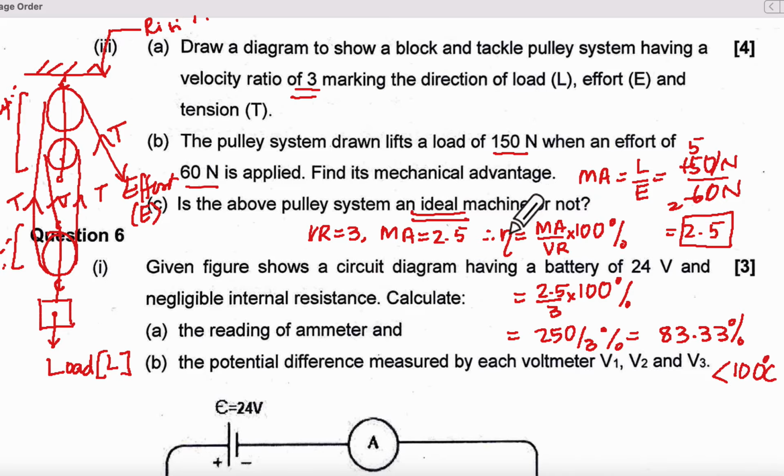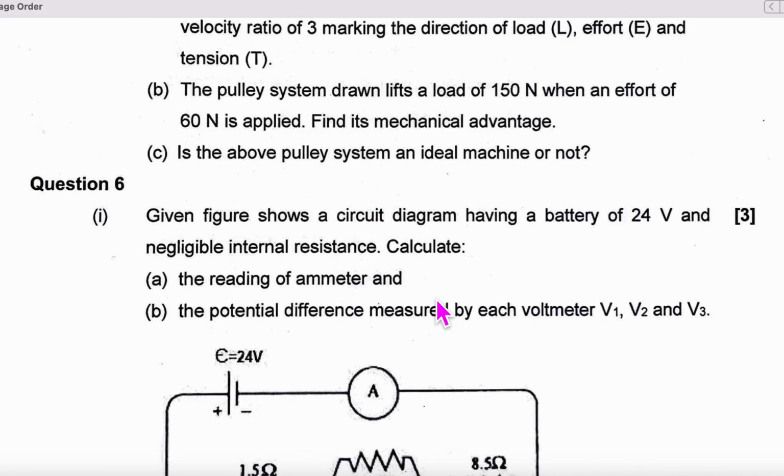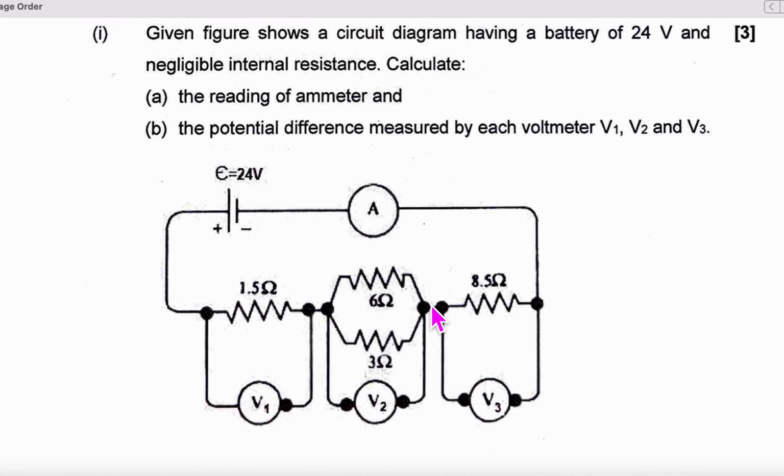Okay, now if you write like this, your teacher cannot cut your mark. Don't say because mechanical advantage is less than VR, that is why. Don't just write like this. Show that efficiency is less than 100% also. Understood, no? That is how to make sure that your teacher gives you full marks.